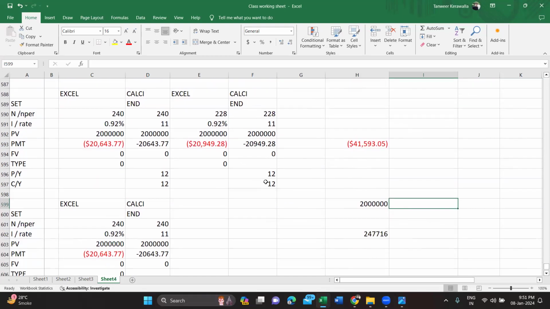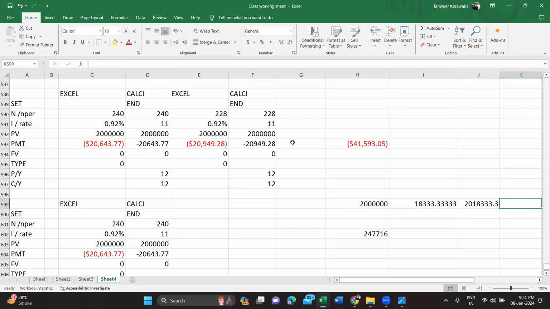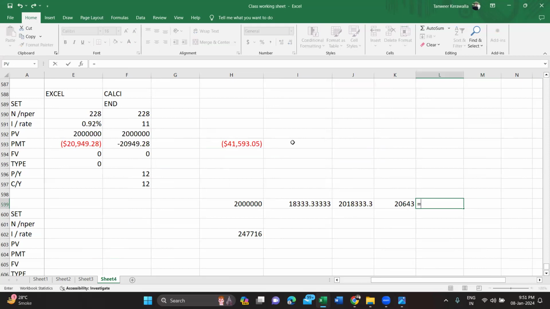11% per annum, monthly compound. So 11% divided by 12, per month. This will get added as the interest for the first month. End mode, you know, the interest for the first month will get added. The bank will add these two. Then you'll pay the EMI, 20,643, so it becomes less by this amount. So the balance becomes 1997690 at the end of the first month. This way you have to do it for 12 months.